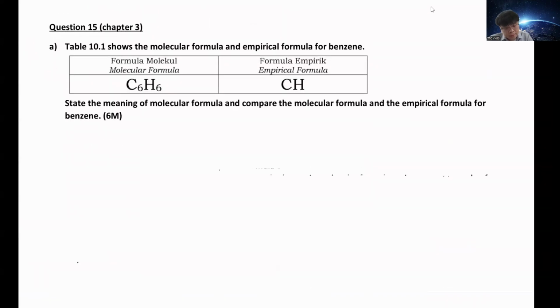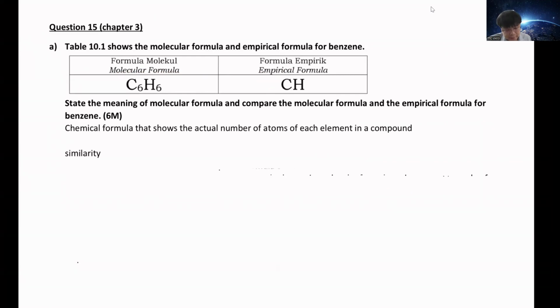Okay, so this is the empirical formula. This is the molecular formula. The ratio will become the empirical formula. So they'll ask you what is the definition, also the chemical formula that shows the actual number. Then they want you to compare. Okay, so what is the similarity?